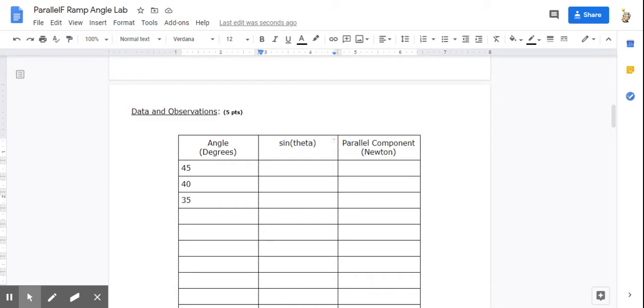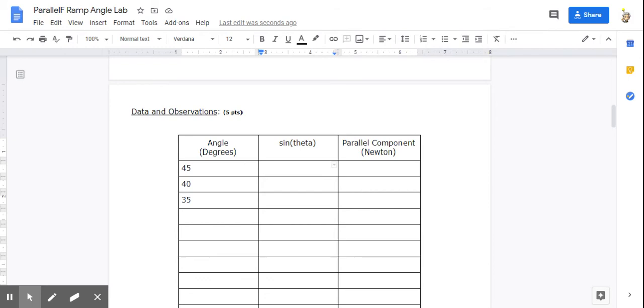You're going to put on the y-axis the parallel component and call it F, or parallel component, and on the x-axis put sine theta. It has no units, so you don't put any units, and that's what you're going to plot. So I'll say it again. The parallel component goes on the y-axis, and sine theta goes on the horizontal axis, and make it a big plot, so you have to scale it right.